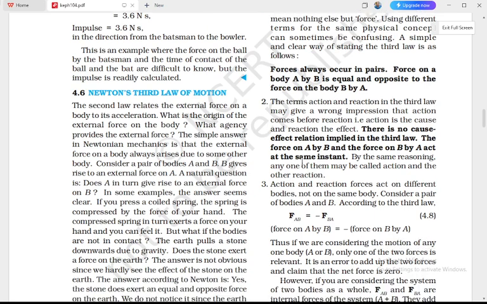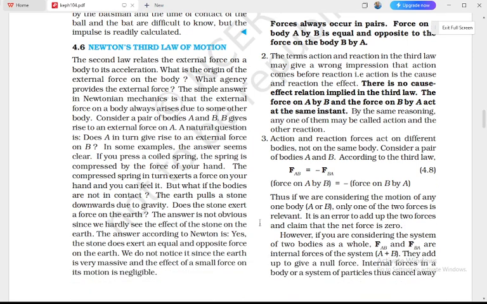The terms action and reaction in the third law may give a wrong impression that action comes before reaction. Action is the cause, reaction is the effect. There is no cause-effect relation implied in the third law. The force on A by B and the force on B by A act at the same instant. For the same reason, any one of them may be called action and the other reaction. Action and reaction forces act on different bodies, not on the same body. Consider a pair of bodies A and B. According to the third law, the force on A by B is equal to minus the force on B by A.